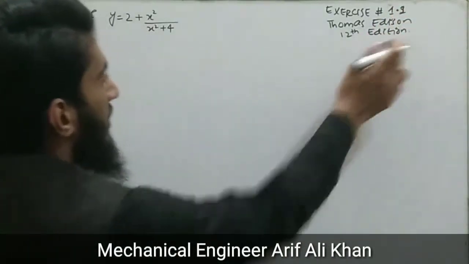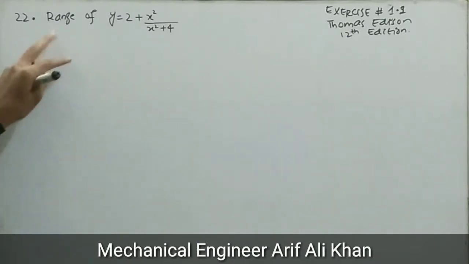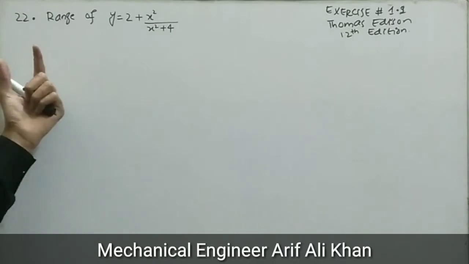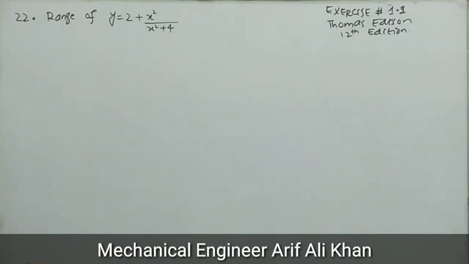Thomas Calculus, 12th edition. It asks: find the range of y equals (2 plus x square) divided by (x square plus 4). Remember this question and the previous question for the domain. These two questions are very important for mid and final term exams in the university.